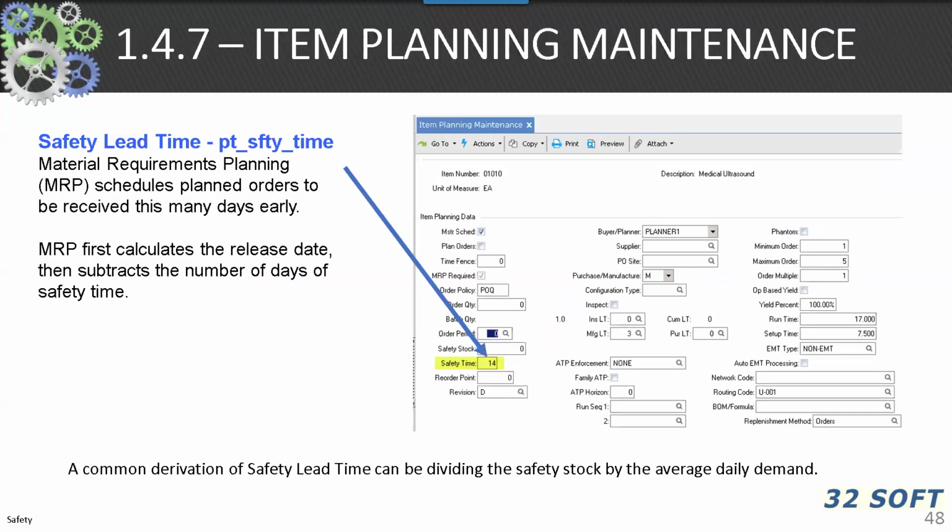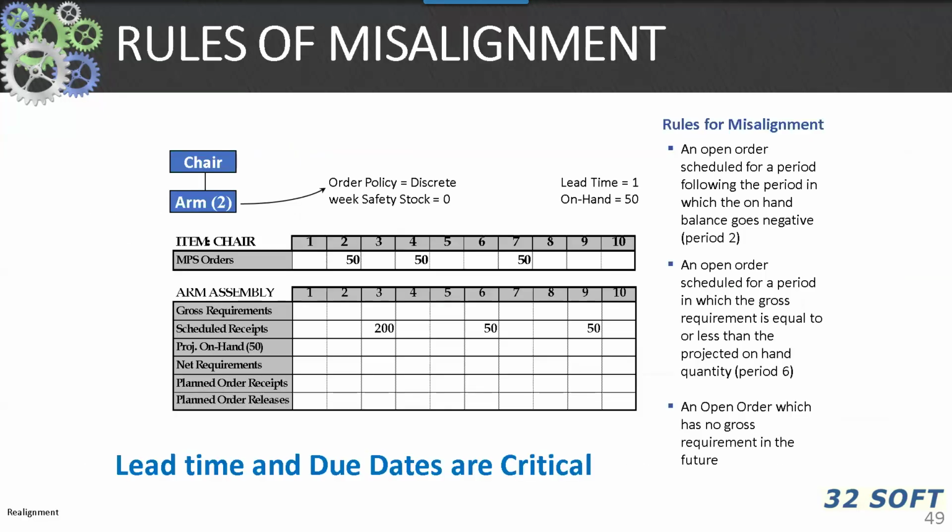Safety lead time. MRP first calculates the actual need date and then subtracts the number of days of safety lead time. You should be cautious with the use of safety lead time. This can account for variability and uncertainty, but it can quickly get out of control. This should not be just somebody's dictate of a value. You should calculate it and codify it.